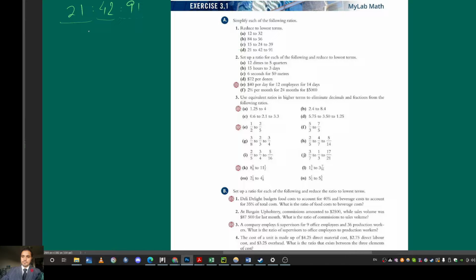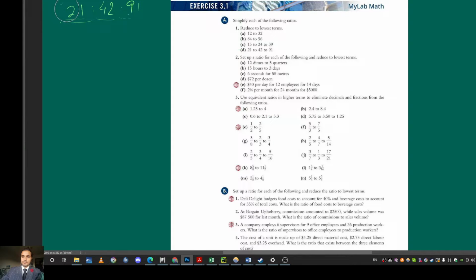So is this divisible by 2? Well, we can check if these are even numbers. Except for 42, none of them are even numbers, so we can't divide them by 2. What about 3? Well, to check if something is divisible by 3, all you have to do is add the digits. So 2 plus 1 is 3. So yes, this is divisible by 3 because the sum of its digits is divisible by 3. 4 plus 2 is 6. So 6 is divisible by 3, so this is divisible by 3 too. What about 91? 9 plus 1 is 10. 10 is not divisible by 3, so 91 is also not divisible by 3. So we cannot use 3 either.